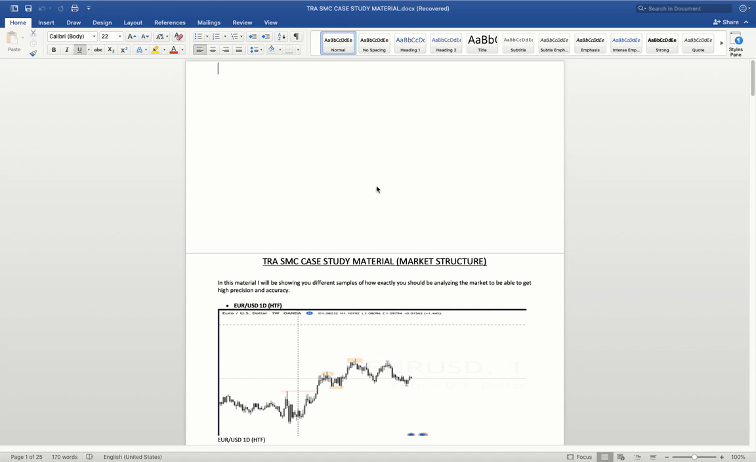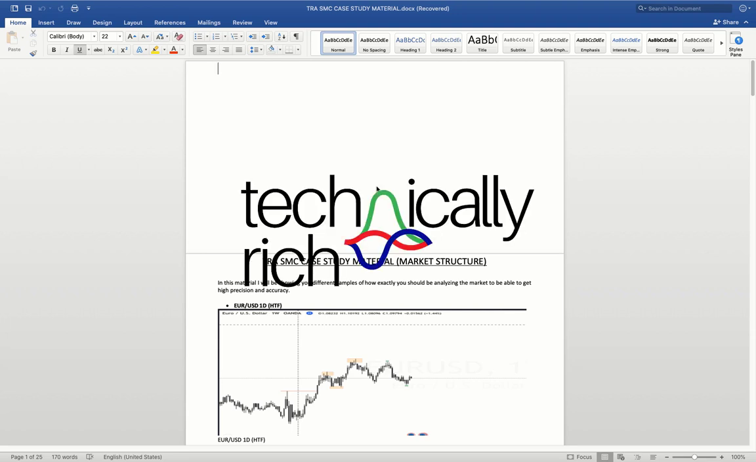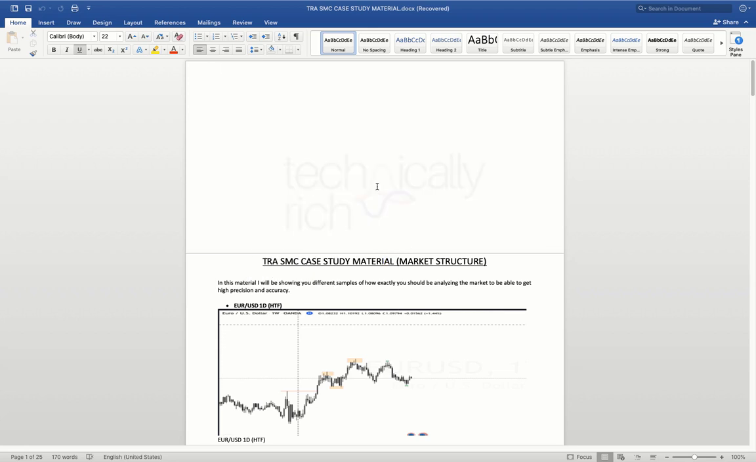Market structure. If you haven't watched the previous market structure video, you have to pause this video and go back and do so. This particular one will be titled Market Structure 2.2, which is more of an advanced video.